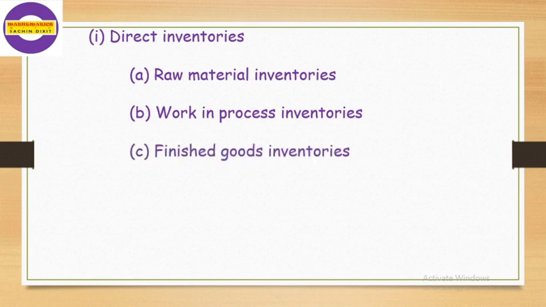Third, finished goods inventories. After finishing the production process and packing, the finished products are stocked in stockroom. These are known as finished good inventory. These are maintained first to ensure the adequate supply to the customer. Second, to allow stabilization of the production level. And last, to help sales promotion programs.